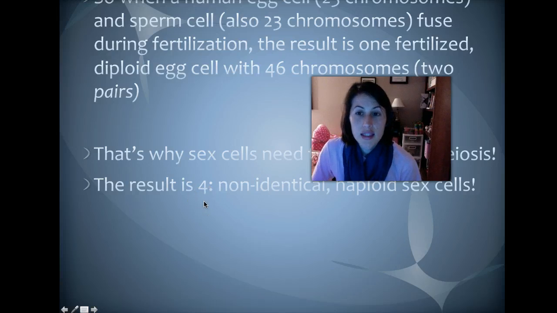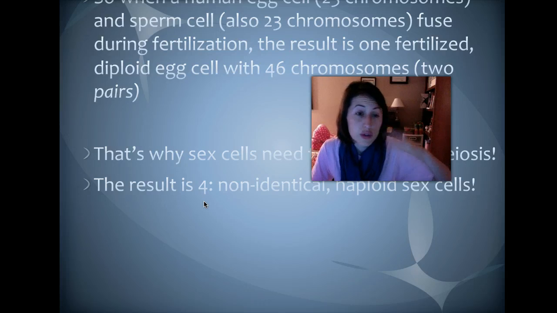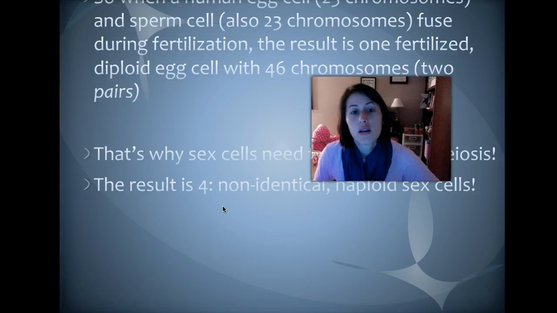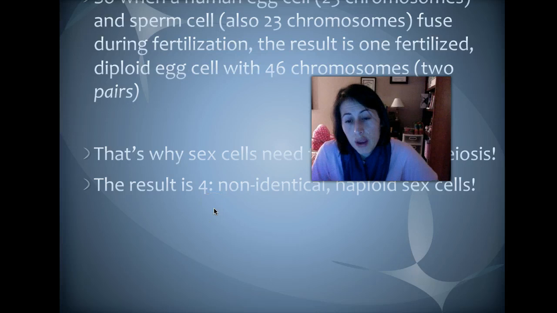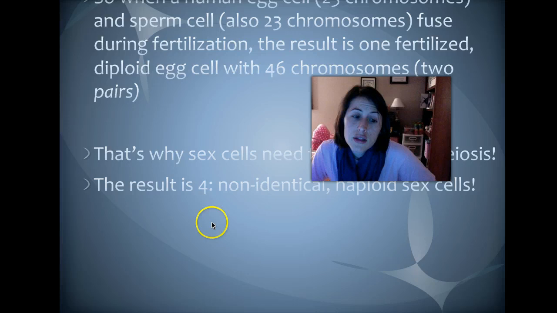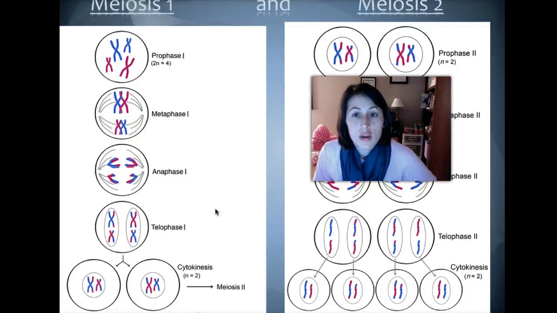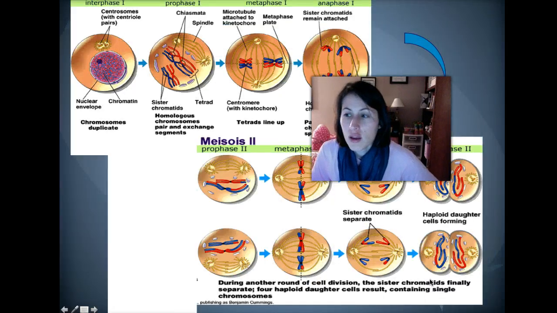So in a human egg cell, which has 23 chromosomes, and a sperm cell also has 23 chromosomes, fused during fertilization, the result is 1 fertilized diploid egg cell with 46 chromosomes, or two pairs of each chromosome. That's why sex cells have to go through meiosis. The result is 4 non-identical haploid cells. And you can see here we start out with 1, and we end up at the end of meiosis 2 with 4.